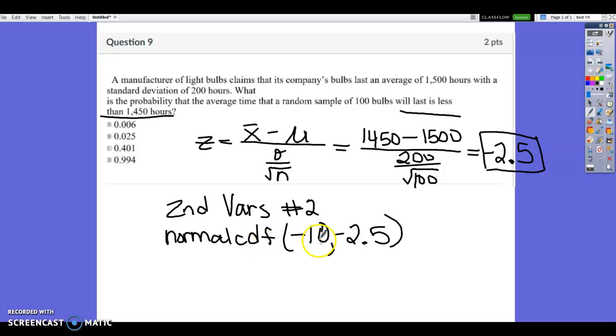All right, if you enter this in your calculator, you should get something like 0.006209. At least this is what it gave me in my calculator. So you can see that that is the answer. A would be the answer for number 9.